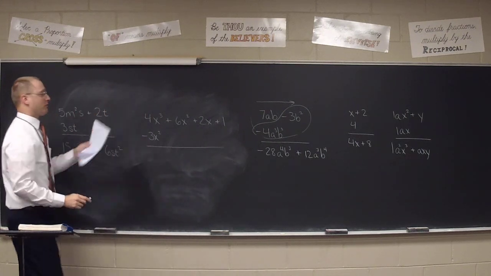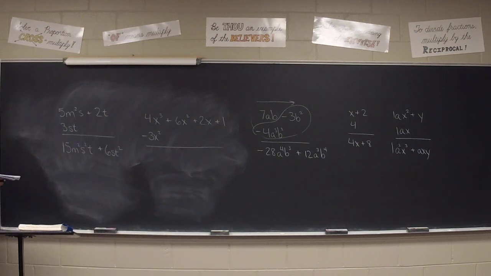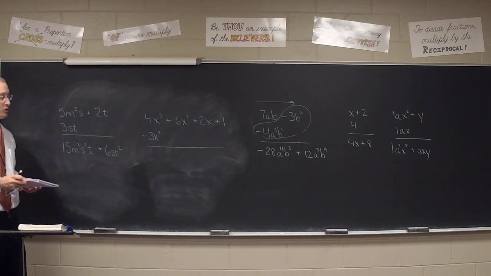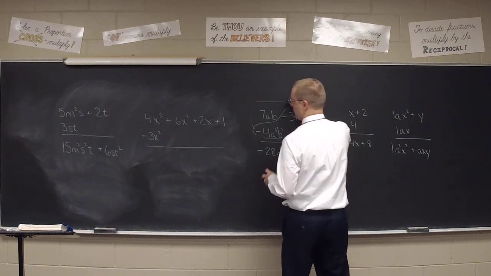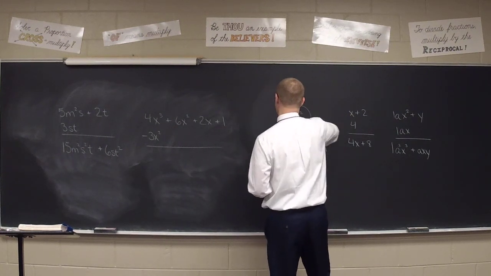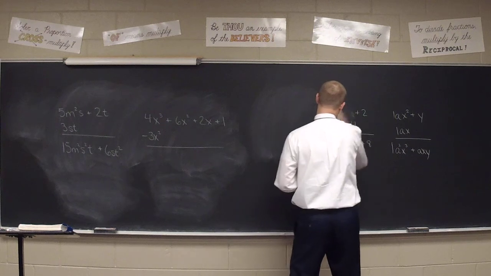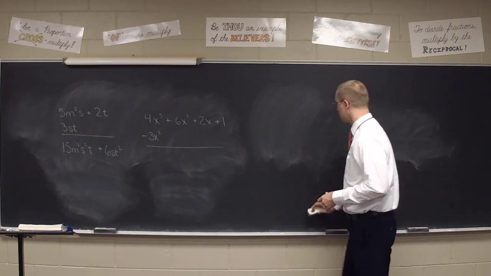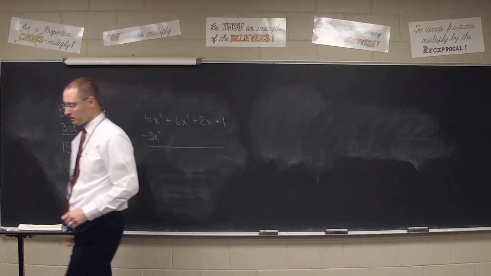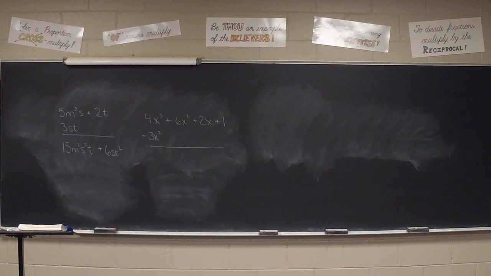All right, so here's one for you. Let's go big. Let's take 4x cubed plus 6x squared plus 2x plus 1 and multiply all that by negative 3x squared. By the way, notice the descending order. Speaking decently and in order.